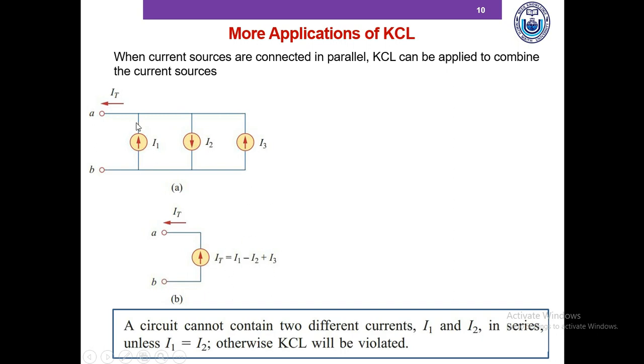So if you take KCL at node A, you get I2 plus IT equals I1 plus I3. If you just switch sides, you end up with this equation.